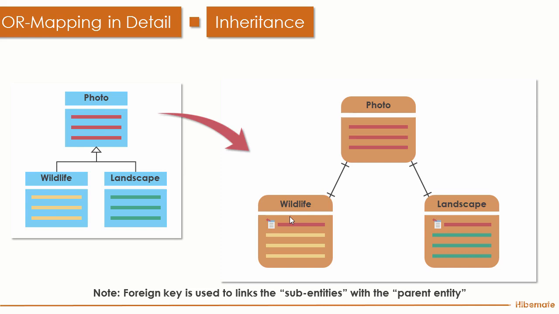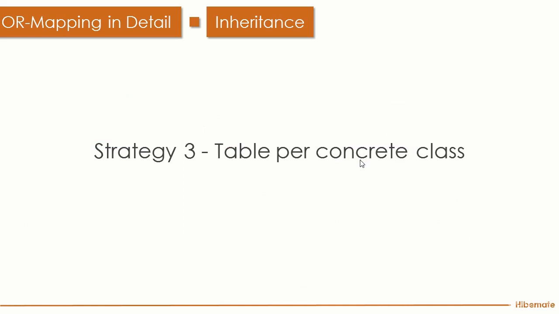But this strategy has one problem, which is performance. You can imagine when you load up the row of data into the object, you need to query more than one table, at least two, to get the objects back. So the query time will be a little slower than the first strategy, but that saves a lot of space.